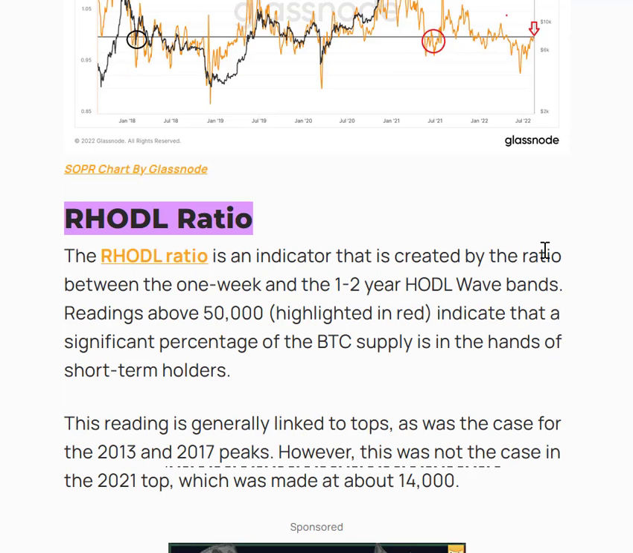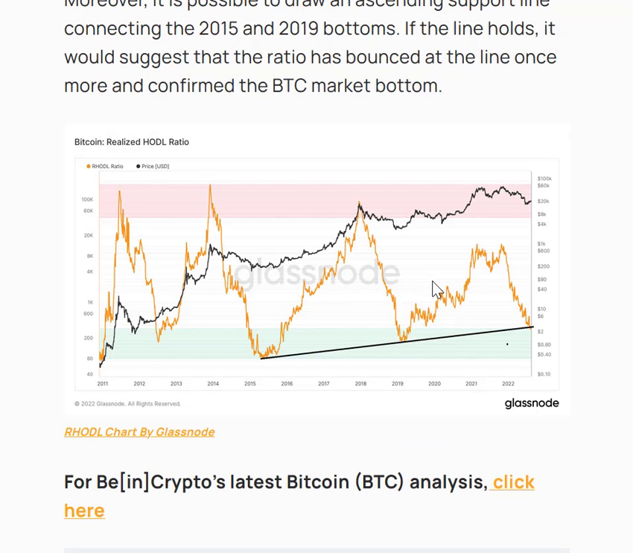Now let's take a look at the second indicator, the RHollow Ratio. The RHollow Ratio is an indicator that's created by the ratio between the 1 week and the 1 to 2 years HODL wave bands, which is what you can see here. Again, the black line is the price and the orange line is the indicator.